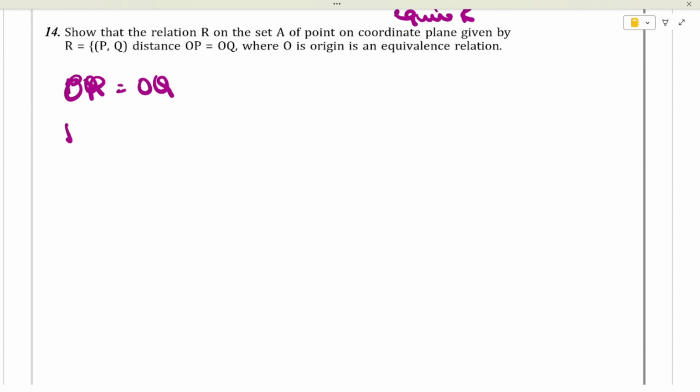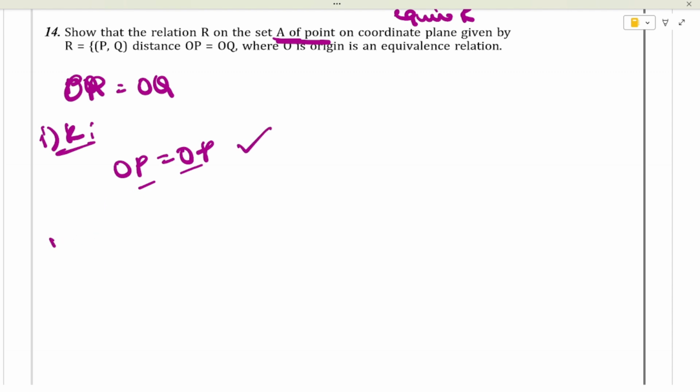For the reflexive condition, you can take it as OP for any point P, since they have given a set of points. Now you can take OP is equal to OP only. That is true, so it is reflexive.